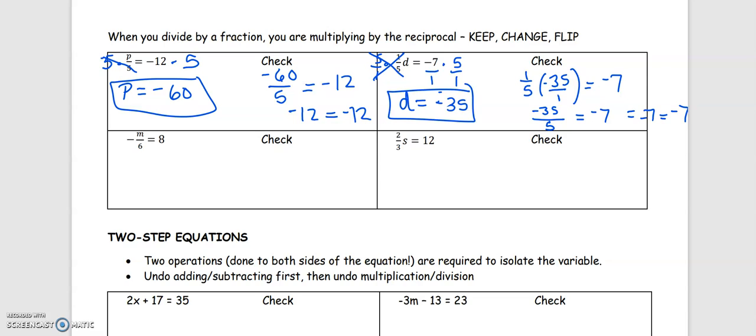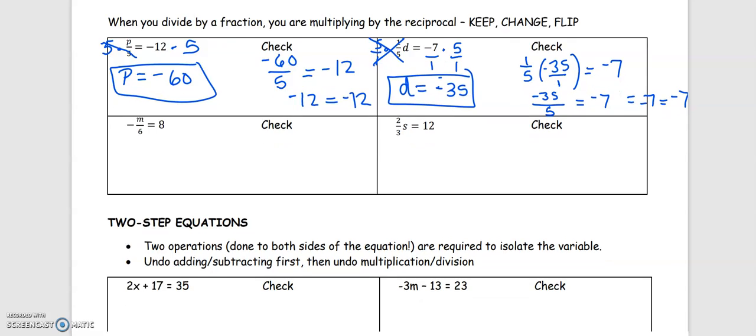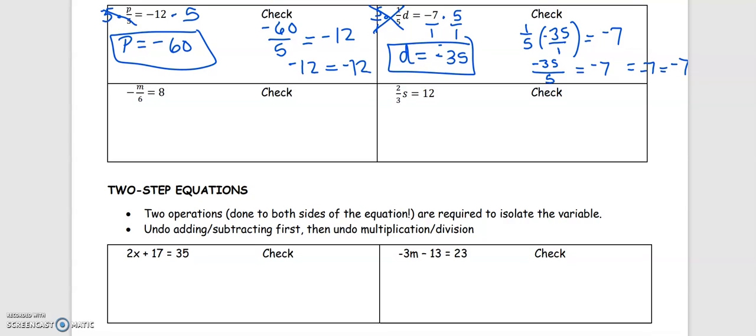Try that one again. Look at this one. I've got a negative sign out in front of my fraction. You're going to pop that on the top and maybe put a little 1 in there. So it's really negative 1/6 m. So we're going to multiply by the reciprocal of that. The reciprocal of that is going to be negative 6 over 1. The negative 6s cancel each other out. That 1 cancels each other out.